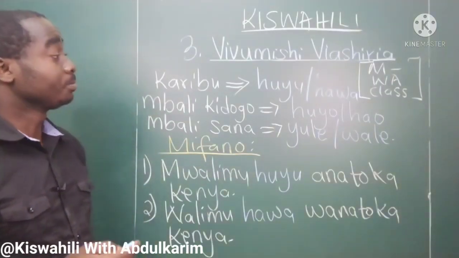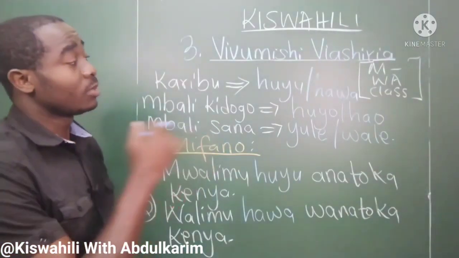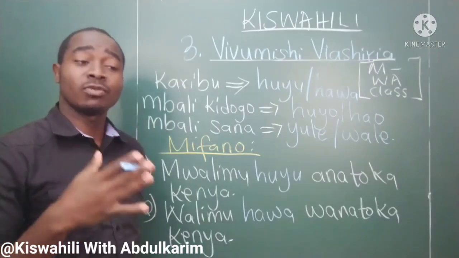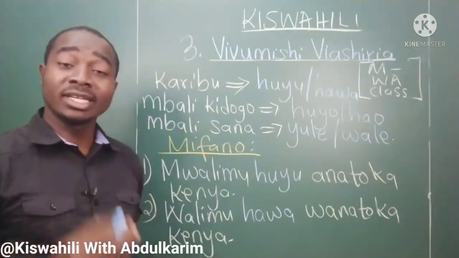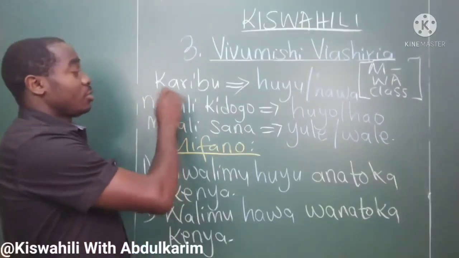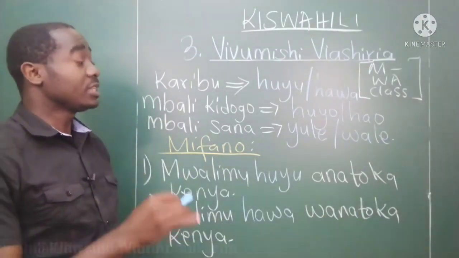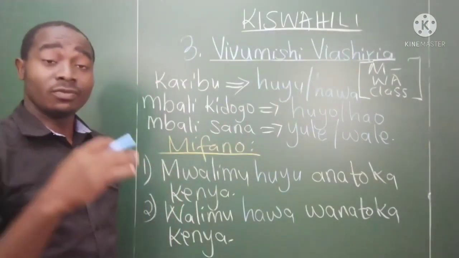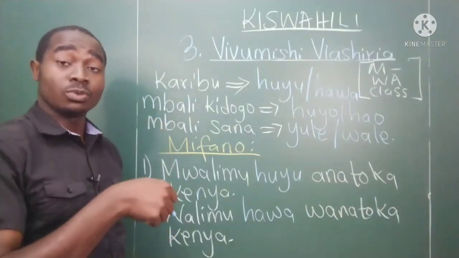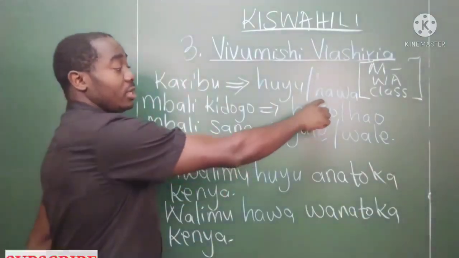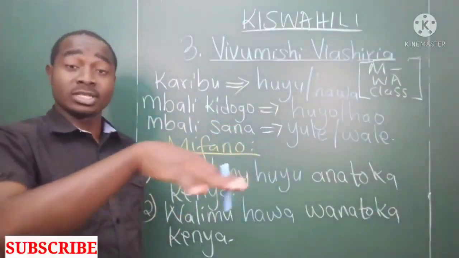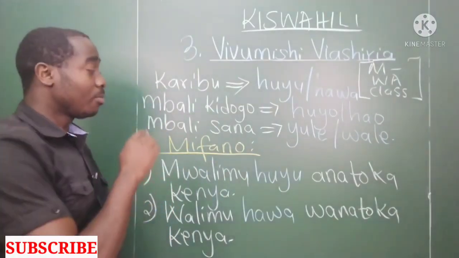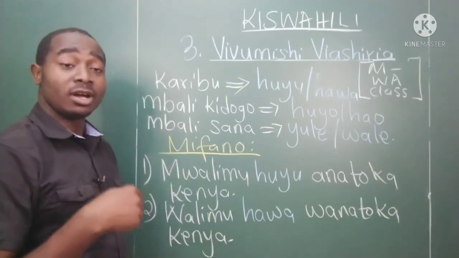Now we have these. Remember, in this class we are talking about the M-wa class. This is to do with animals, human beings, birds. You know, names of animals, names of human beings, names of birds, insects. We have here karibu. Karibu means near. When something is near, how do you point at it? You say huyu or hawa. So if a person is near, then you say huyu. If there are many, then you say hawa. We have this part, mbali kidogo, a little bit far.